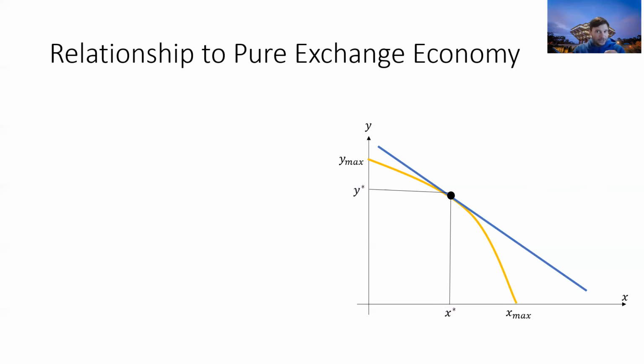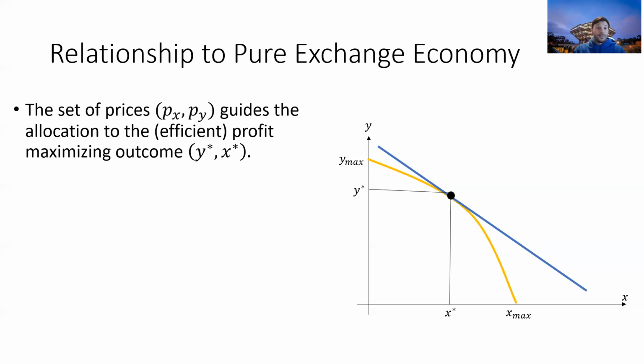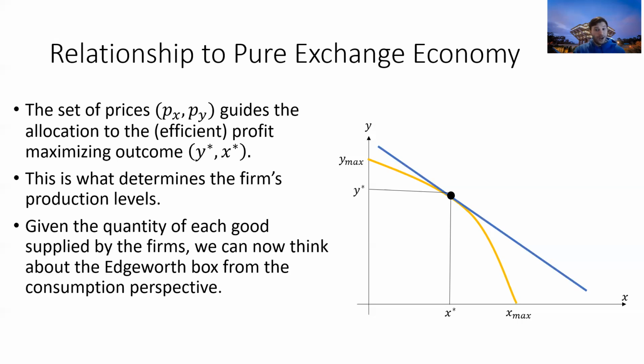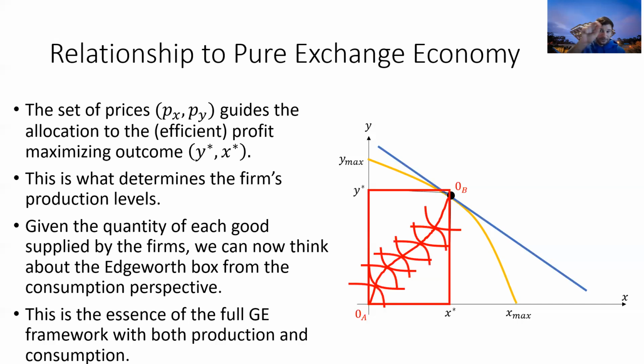But now the story is a little bit richer than that. The prices in the market guide us to the efficient profit maximizing allocation of X and Y, right? So that's what's determining the firm's production levels here. And given the quantity of each good supplied, okay, we should be able to think about the Edgeworth box from the perspective of the consumers now. Right? If the firms had picked a different point on the PPF, then from the consumer's perspective, there's a different Edgeworth box they're interacting with.